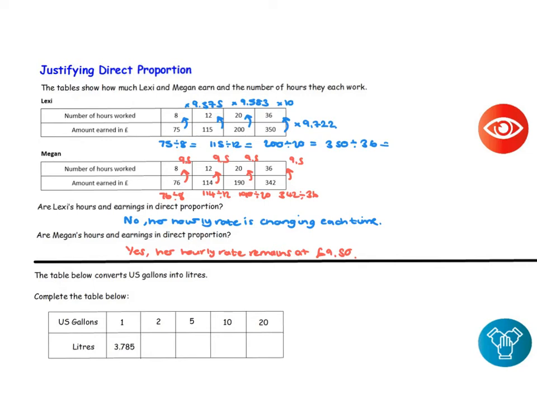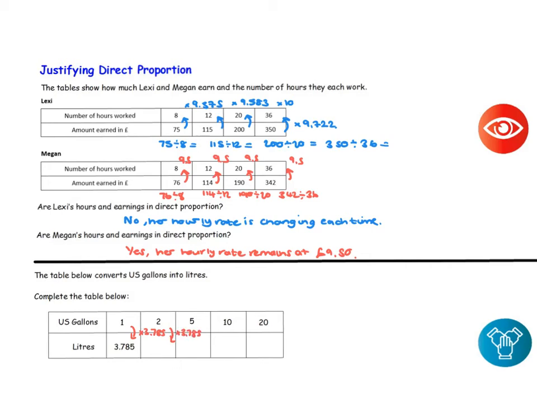The question said the table below converts US gallons into litres, and all we need to do is complete the table below. Now this is actually another example of direct proportion, because what we're trying to do is find the multiplier and then apply that to US gallons every time. So actually, because they've given us that 1 US gallon is 3.785 litres, our multiplier is that 3.785. So for each other box, I'm going to times by 3.785.